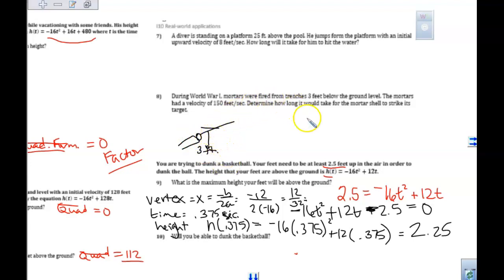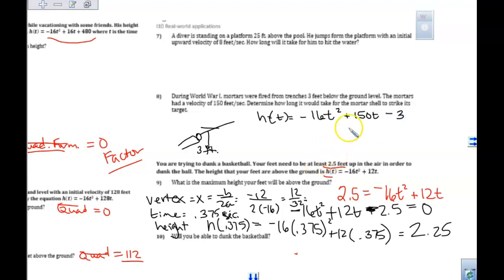That cannon is going to go up, okay, and it says the mortars have a velocity of 150 feet per second. Determine how long. So we're going back to that height, h of t, and gravity, negative 16 t squared, when you have to write your equations on the test, minus, then you're working with your velocity, which in this case we have plus 150 t. And since it was 3 feet below, we're going to go with minus 3.